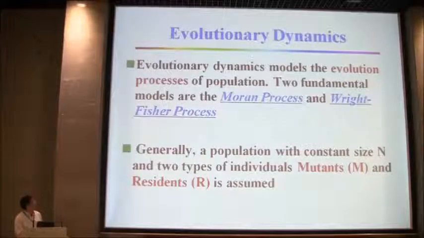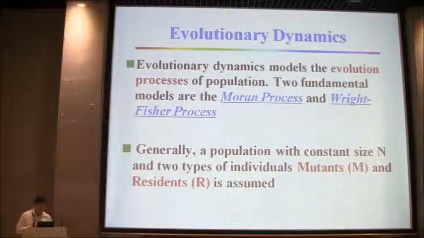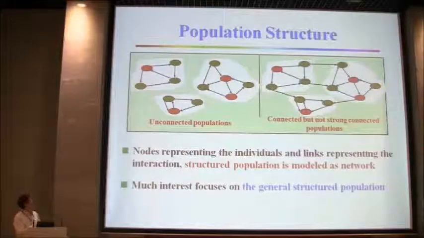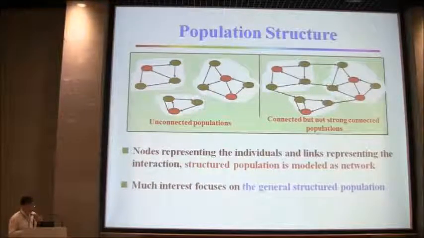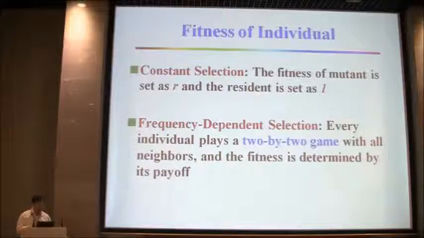Evolutionary dynamics models the evolution process of the population. There are two famous models, the Moran process and the Wright-Fisher process. Generally, consider a population with size N and two types of individuals, mutants and residents. We can say this is an unstructured population, and this is a structured population, so there is some evolving of the population structures. Different structures are possible.